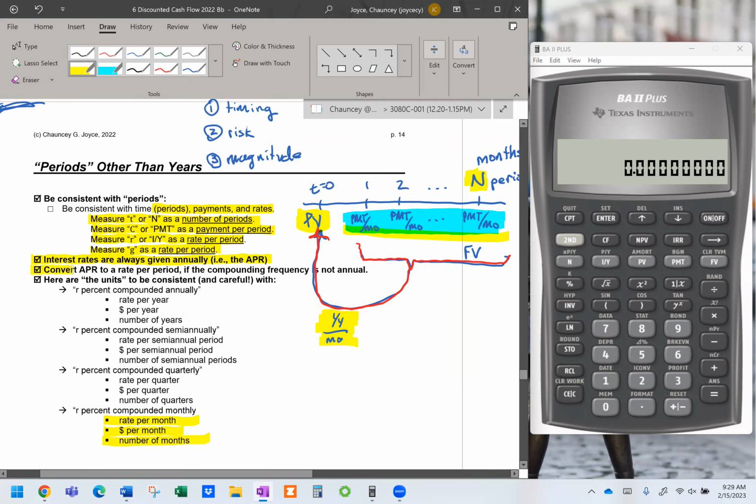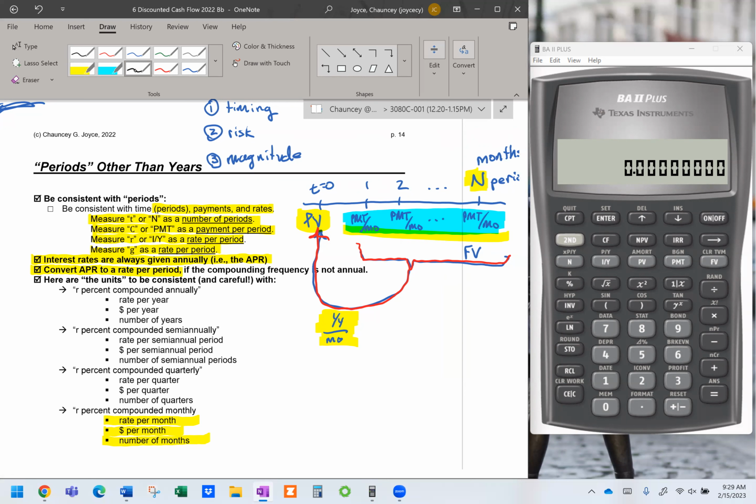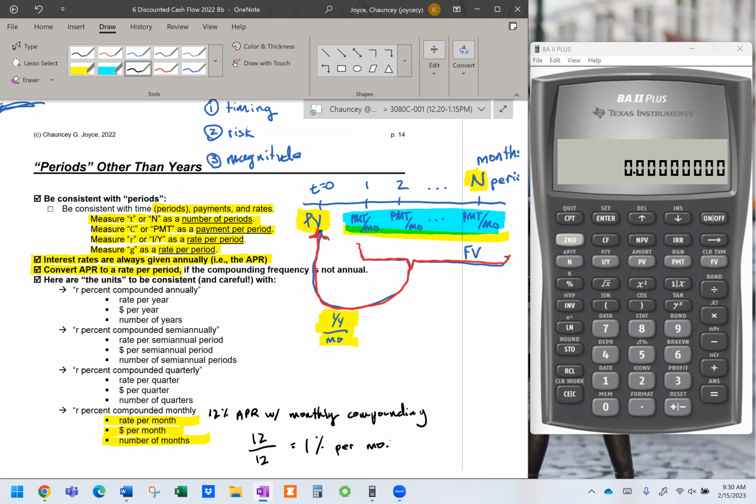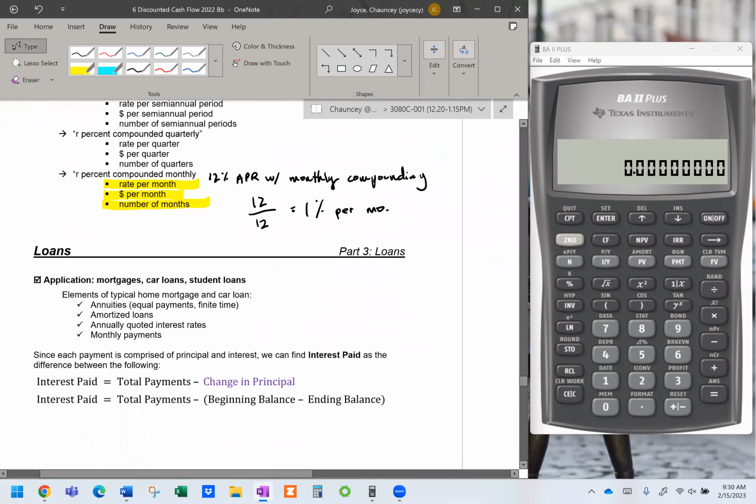So you will need to convert that APR that's given to you into a rate per period. So for example, if I give you a 12% APR with monthly compounding, when you do valuation, you'll need to take this 12 over 12 months. That will come to 1% per period, or per month in this instance. So just be careful with the units and let's just get to practice.